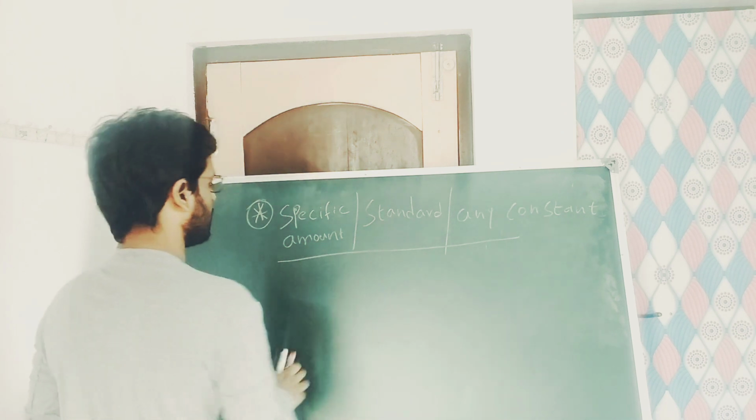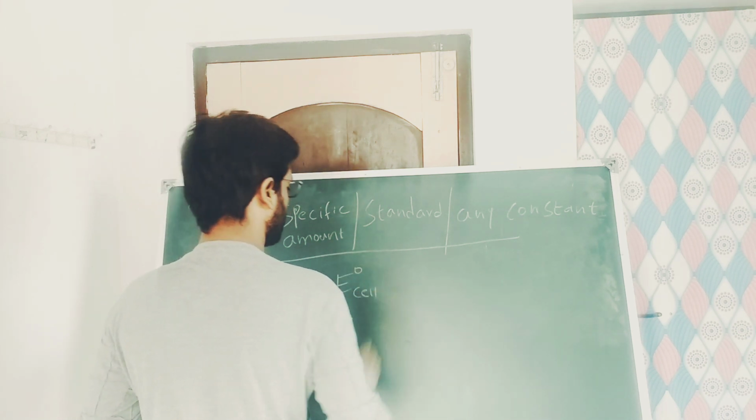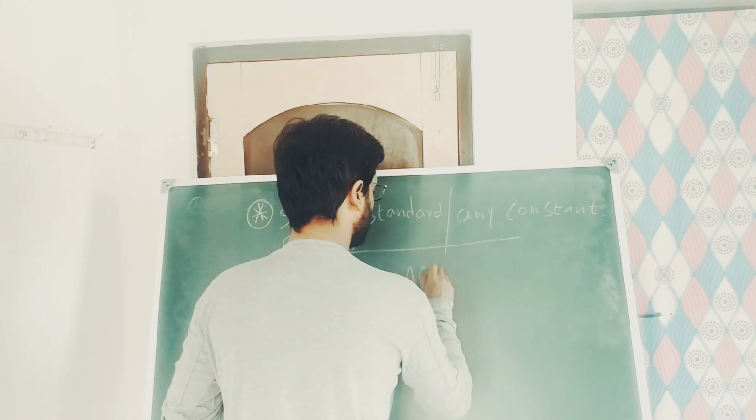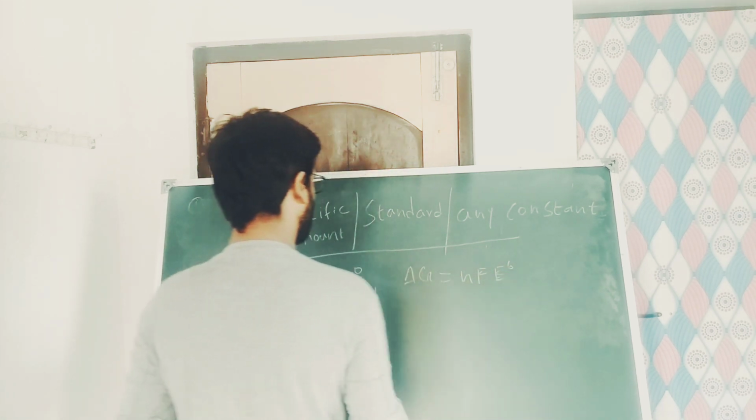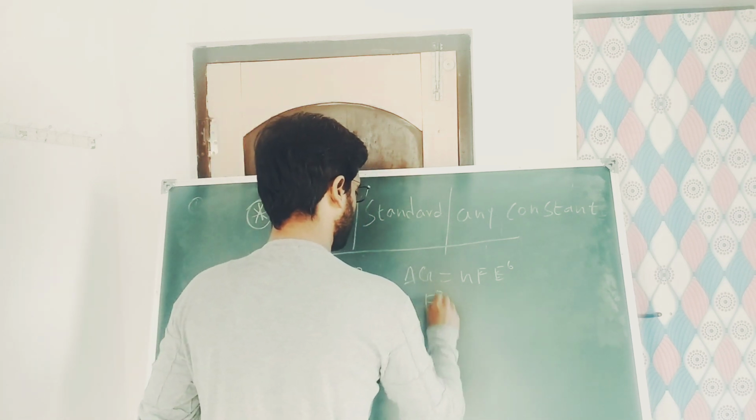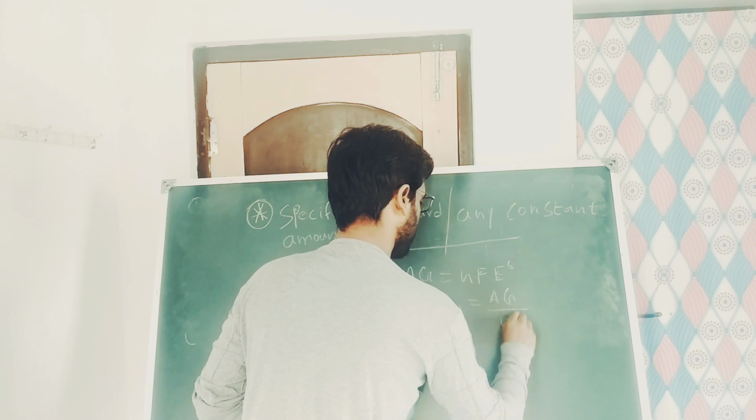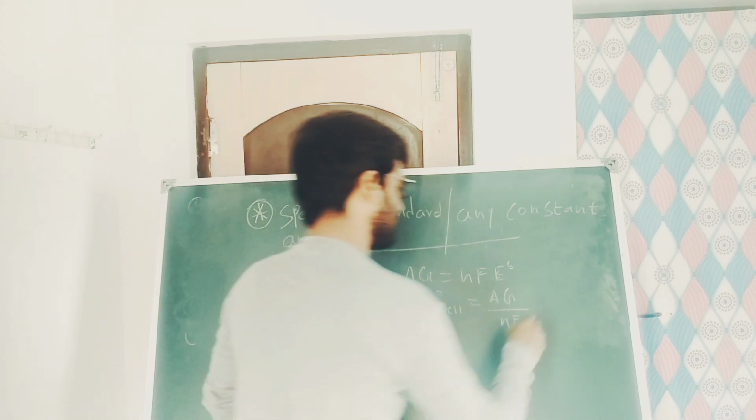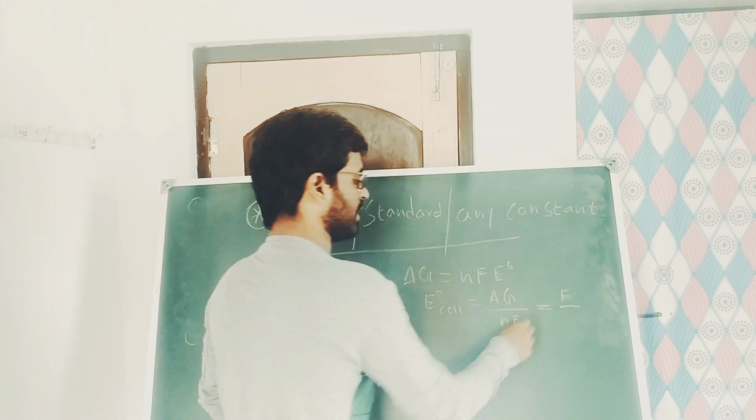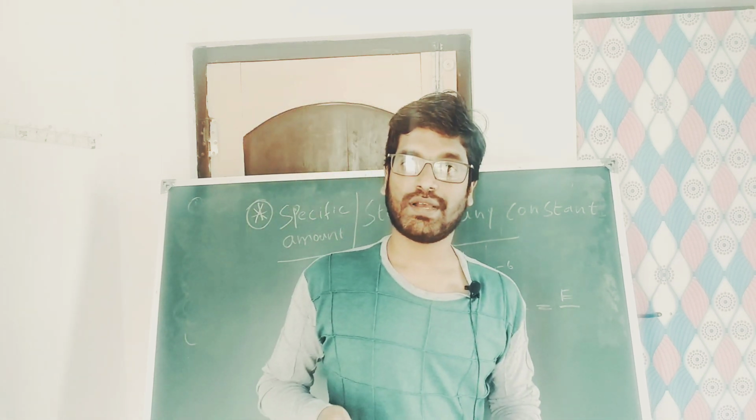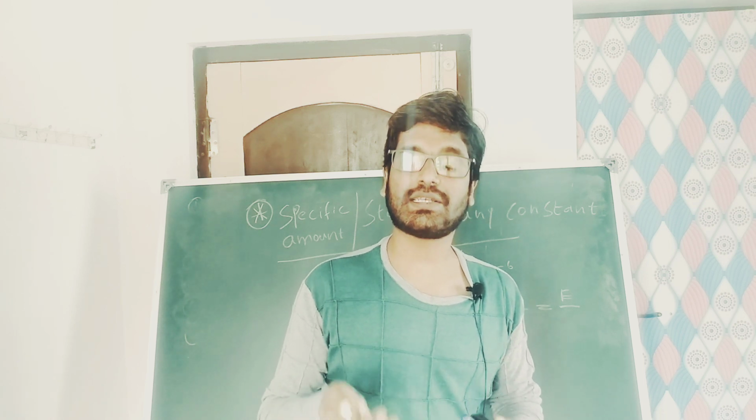After this, standard. Suppose standard cell potential E naught cell, right? So delta G equals, we know this formula, minus nF E naught cell. So E naught cell equals minus delta G by nF. Okay. So delta G is energy, so an extensive property, right? And nF, Faraday into n number of moles, that is charge.